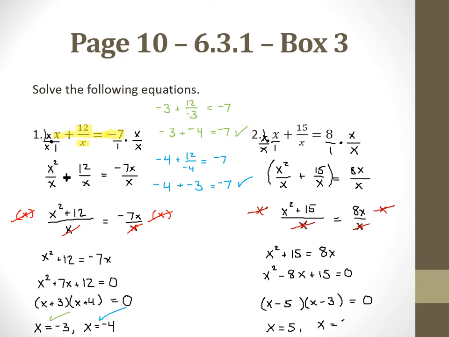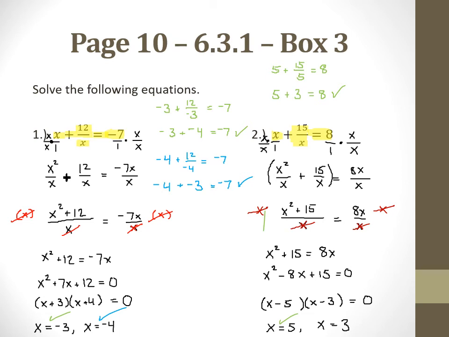Don't forget to factor and then flip. And let's plug these back into the original problem. x plus 15 over x is equal to 8. So that would be 5 plus 15 over 5 equals 8. And yep, that checks out because 15 over 5 is 3. 5 plus 3 equals 8.